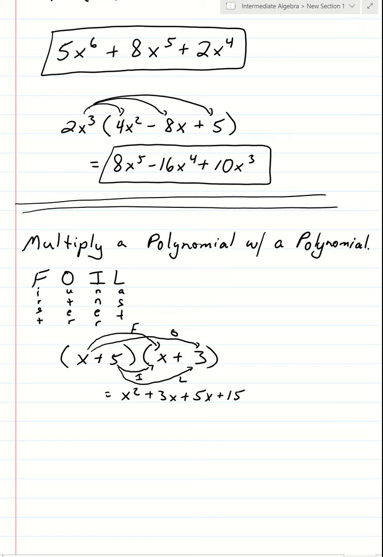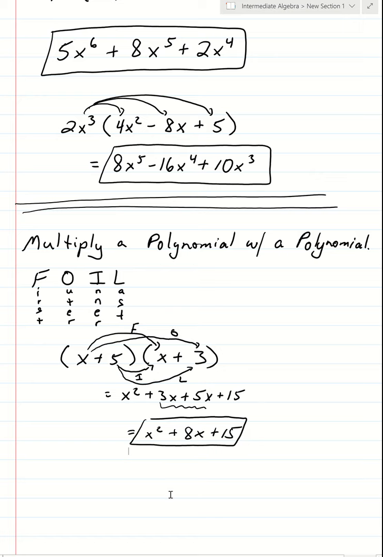We're not done with the problem. As always, they want you to express your answer and simplify as much as possible. And we have like terms here. The two terms in the middle, 3x plus 5x, those are like terms. So we're not going to do anything with the x squared. However, the 3x plus the 5x would give us an 8x plus 15, and that would be your simplified expression. So that's how we multiply a polynomial with another polynomial.